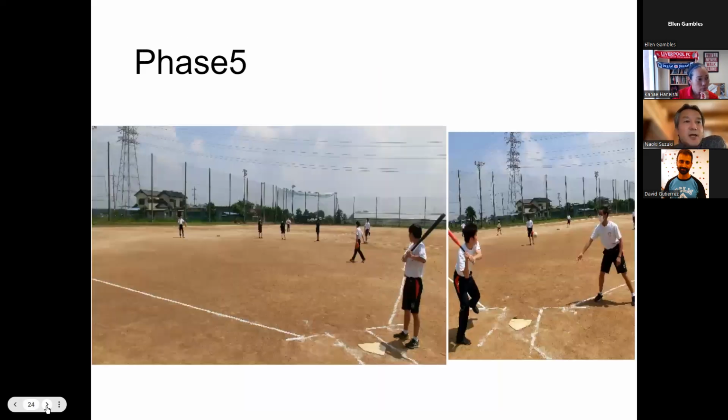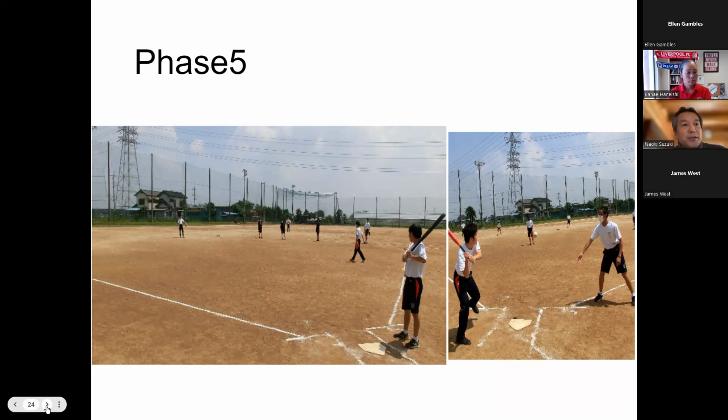Okay, next slide. In phase 5, participants compete in games by designing the offensive and defensive game plans based on the characteristics of their own team members and those of the members of the opposing team. Here, the tactical problem is to be able to plan and execute strategies with clear reasons based on the self-understanding and the understanding of others.